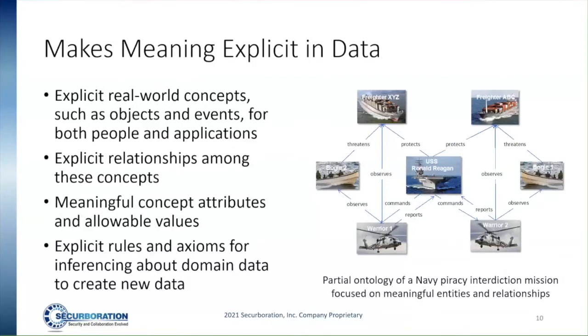So ontologies provide a formal, explicit way to represent meaning within a domain, so that modelers and applications can focus on the meaning of their domain rather than focusing on a data model. In this example, this graphic, we have modeled some of the relationships among entities involved in a U.S. Navy piracy interdiction mission. And this is a realistic but fictional scenario that was invented by subject matter experts.